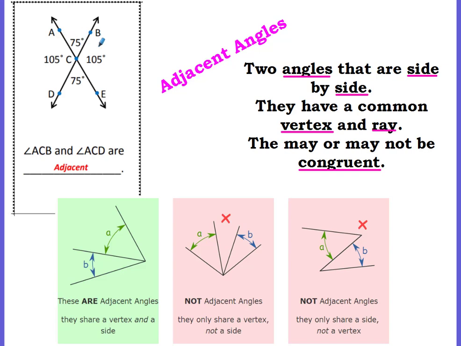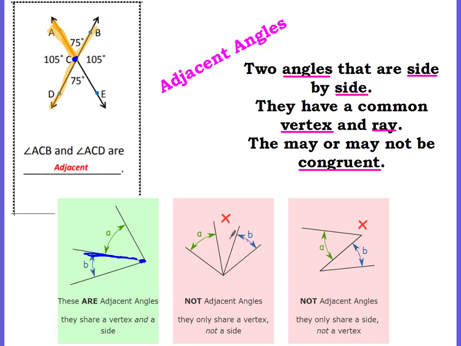So this is angle ACB, and then angle ACD is right here. So you can tell they both share this ray AC. And then the common vertex they have is where C is at. These are adjacent. Basically, adjacent angles are those that are side by side. The examples down here, these are adjacent angles. They share the common ray right here and the common vertex.